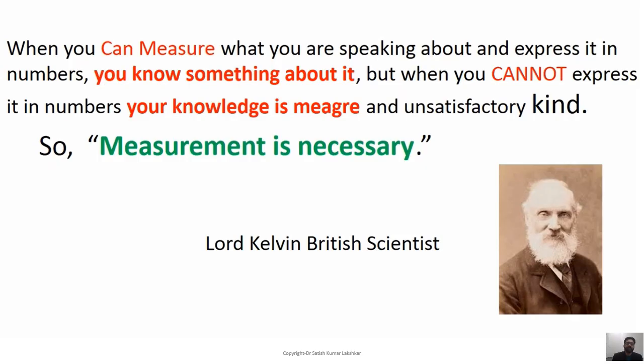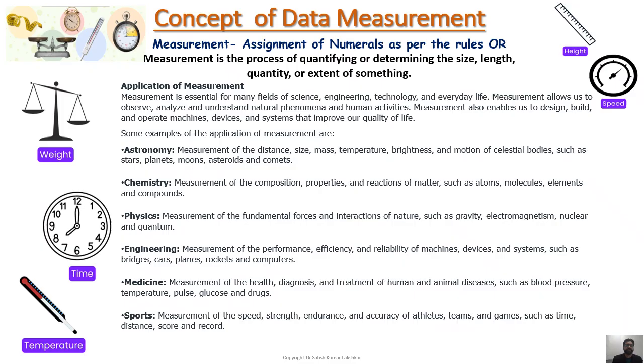Now, Lord Kelvin, a British scientist, has mentioned that when you can measure what you are speaking about and express it in numbers, you know something about it. But when you cannot express it in numbers, your knowledge is of a meagre and unsatisfactory kind. So measurement is very necessary.